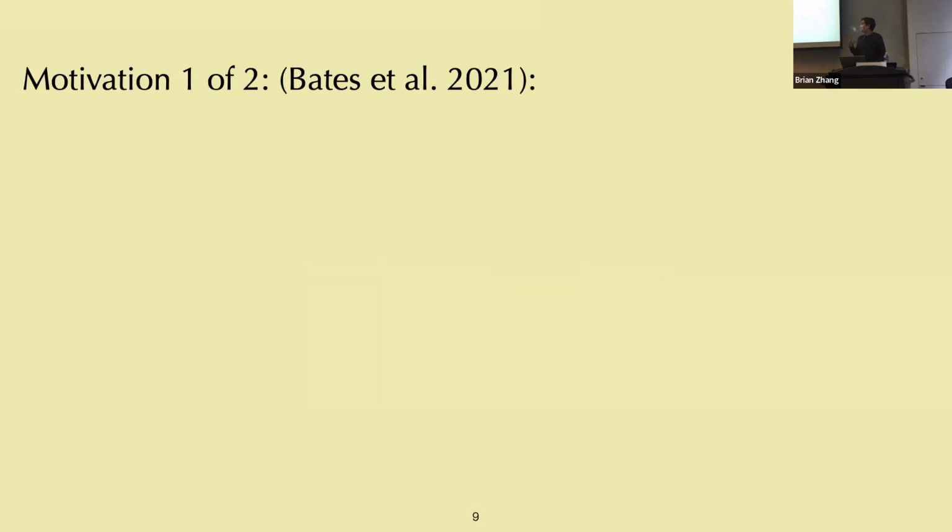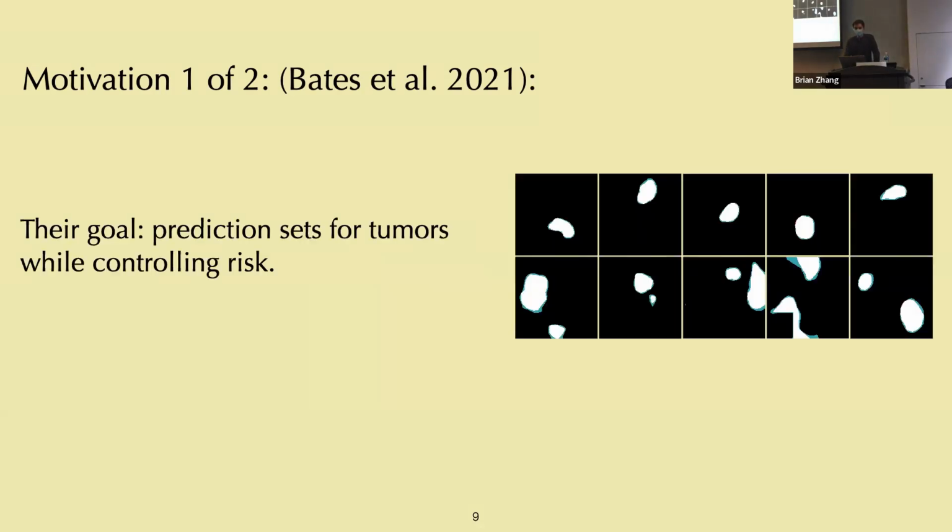The first one, this is not my work. This is work by Stephen Bates, Anastasios Angelopoulos, Lihua Lei, Jitendra Malik, and Mike Jordan. I think that's it. Might be missing someone, but they were essentially concerned with this problem of constructing prediction sets for tumors. So they would be given these images of potential tumors, and they would basically be tasked with this image segmentation problem. Tell me where in this image is a tumor, tell me where it's not a tumor. And they would be able to use any sort of black box machine learning algorithm, and they're operating in this world of conformal prediction, where the white regions here are the predicted tumors.